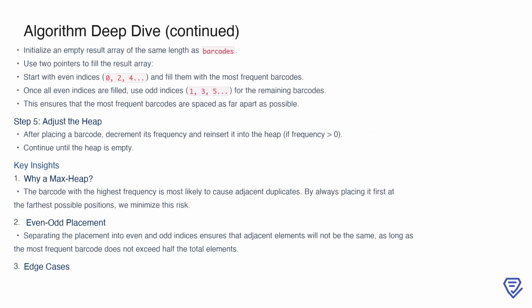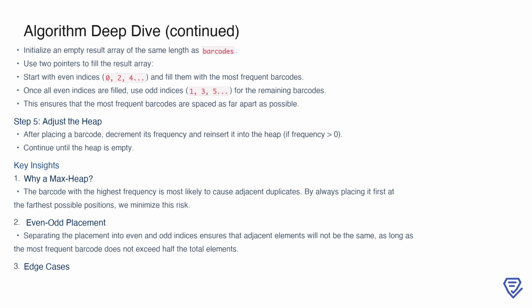To construct the result, we begin by initializing an empty array of the same length as the input barcodes. Then, we use two pointers to fill the array. Starting with even indices like 0, 2, 4, we place the most frequent barcodes. Once all even indices are filled, we move to odd indices like 1, 3, 5 for the remaining barcodes. This even-odd placement ensures that the barcodes with the highest frequency are spaced as far apart as possible, reducing the likelihood of adjacent duplicates. After placing each barcode, we decrement its frequency and reinsert it into the heap if the frequency remains greater than 0. This process continues until the heap is empty.